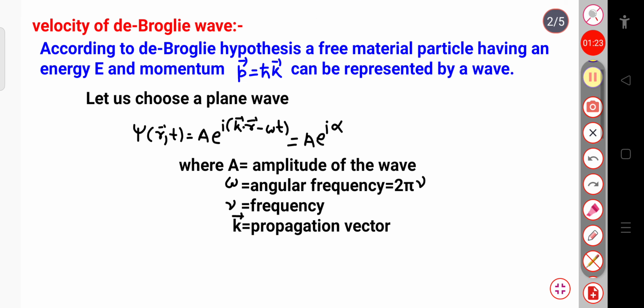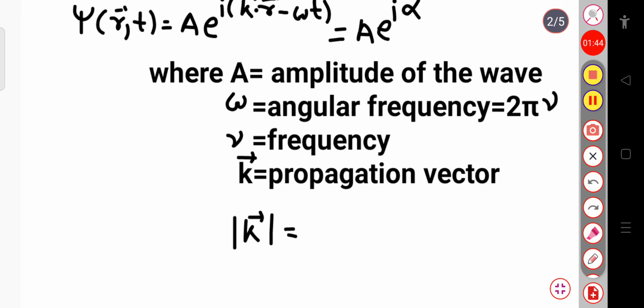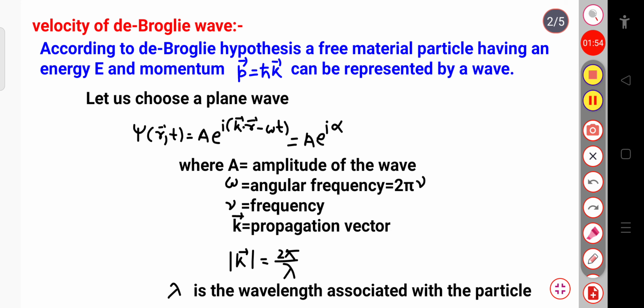where A is the amplitude and omega is the angular frequency, equal to 2 pi nu, where nu is the frequency, and k is the propagation vector. The magnitude of this propagation vector, k, is equal to 2 pi by lambda, where lambda is the wavelength associated with the particle.